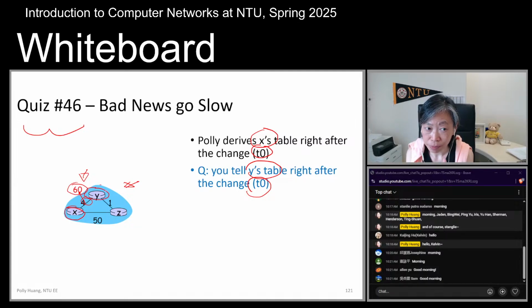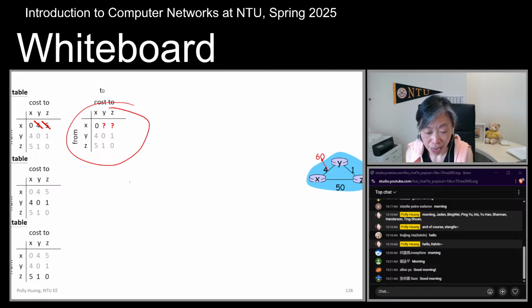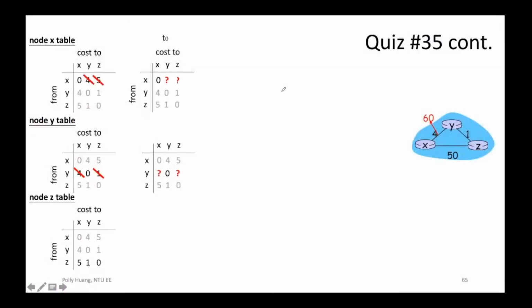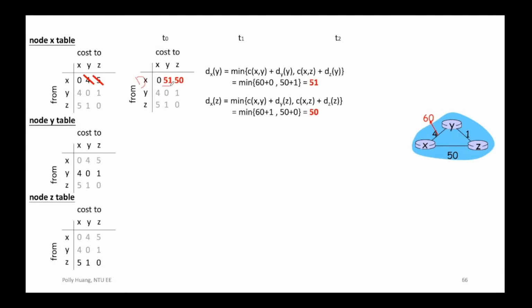And you will tell Y's table at T0. That is, Polly telling X's table first. Here's the video showing how the table is derived at T0. Quiz 35, the scenario is a bit tricky. Let's be patient and walk through the derivation of Dx for node x and Dy for node y. Let's start from Dx. Let me show the final result real quick. The xy, the first value, should be 51. The xz, the second value, should be 50.